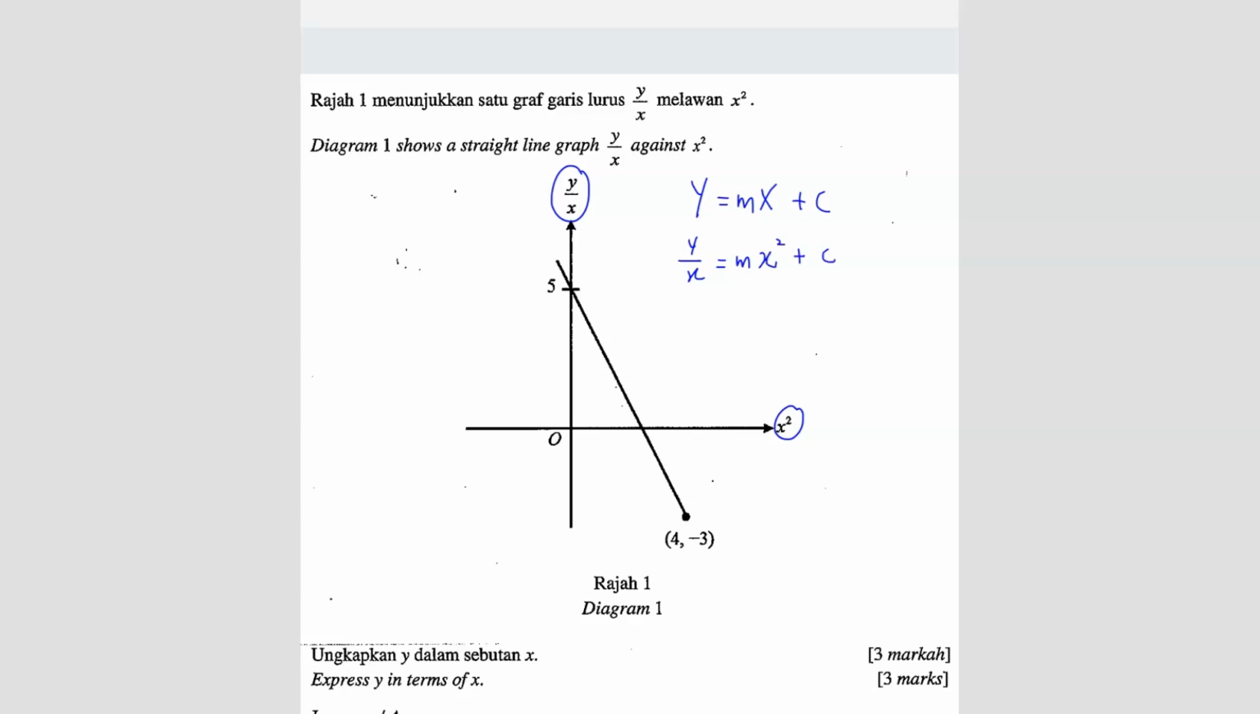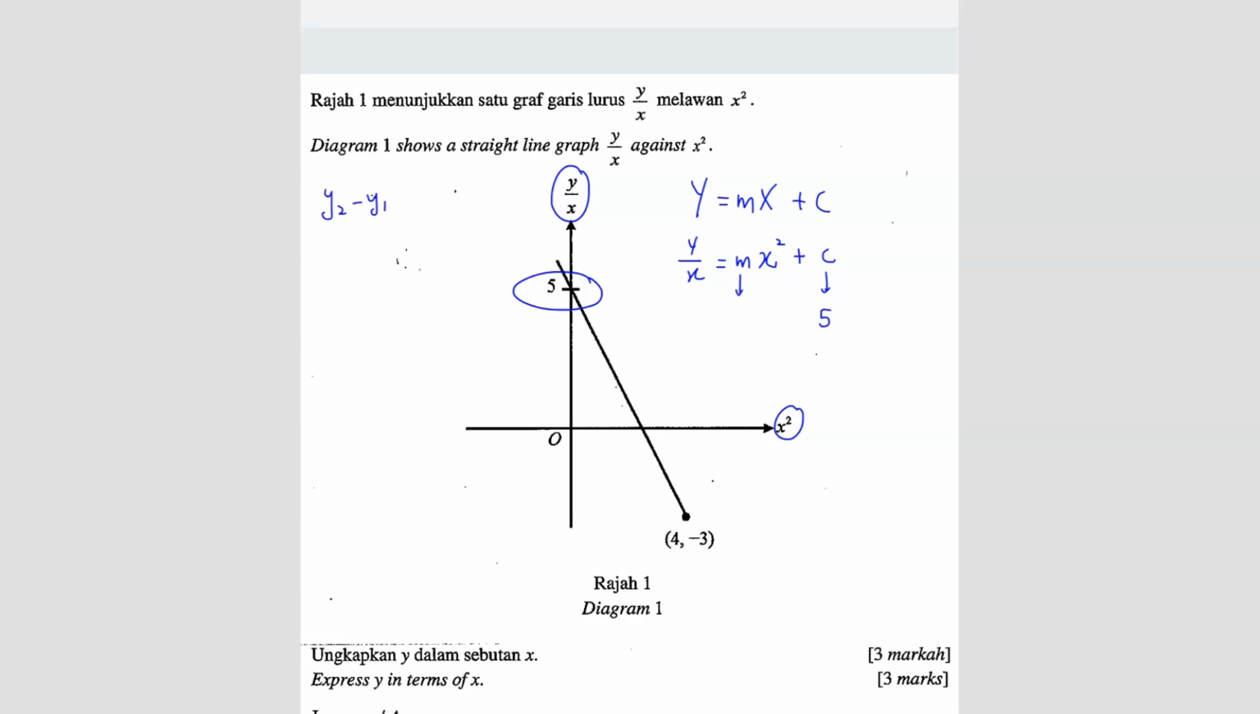Okay, so before we can solve, the question asks you to express y in terms of x. So before we can do that, we must first find the gradient and the intercept. So the intercept we have already found. Intercept is the y intercept, right? So it's going to be 5 here. C equals to 5. And we want to find the gradient. M is the gradient. So how do we find the gradient?